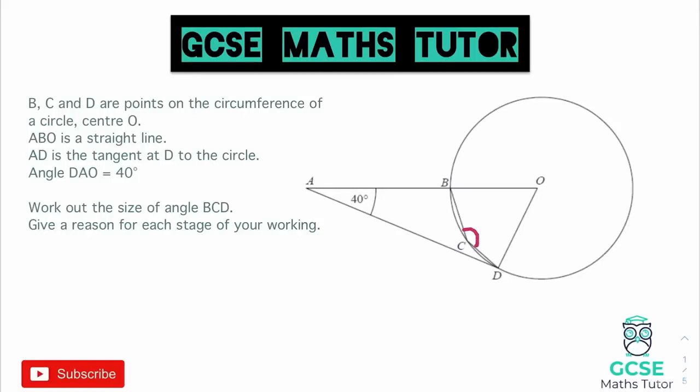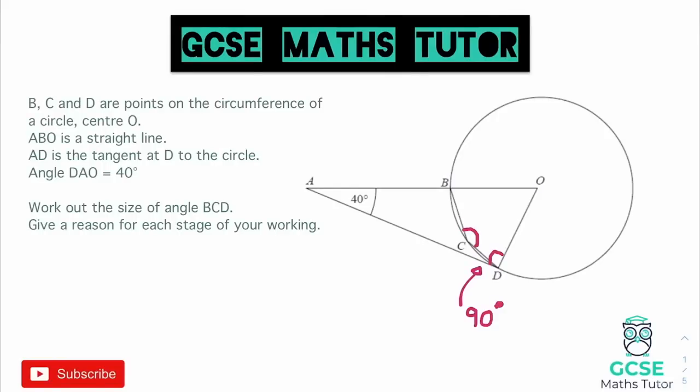So let's have a look at this one. Now we already know that there's a tangent meeting a radius, so straight away we should put this 90 degrees in. Okay, it does say give a reason for each stage of your working. So for this one here, we're going to say that that is 90 degrees. And I'm not going to write down all the description here, but you need to say that a tangent meets a radius at 90 degrees, or it forms a right angle, or any variation of that language that you've learnt.